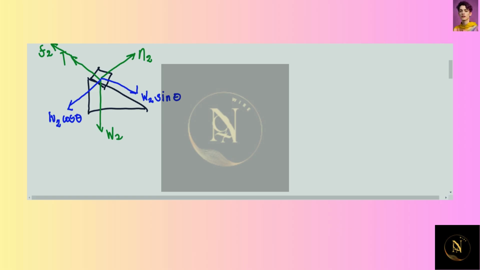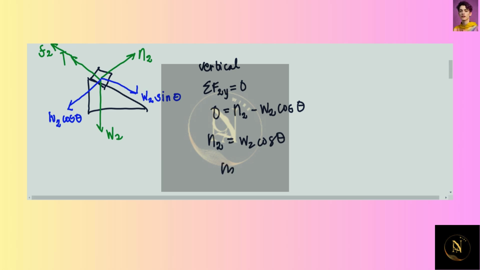Now let's write all the forces. Start with the vertical. Same as earlier, the summation is equal to 0, then 0 is equal to normal force 2 minus W2 cosine theta. Simplifying, the normal force is equal to W2 cosine theta, or m2g cosine theta.